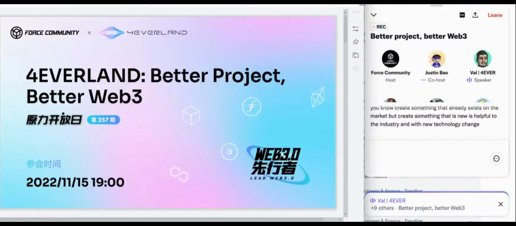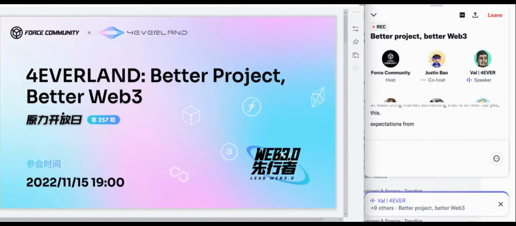with new technology, change the markets, or at least bring to the market something that is new. So yes, these are the expectations from the multi-sub project, and we expect new stars. We expect new projects, new developing teams to reach out to us, and to receive the support.